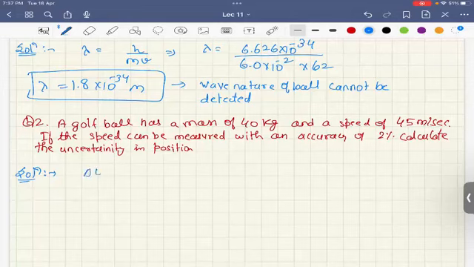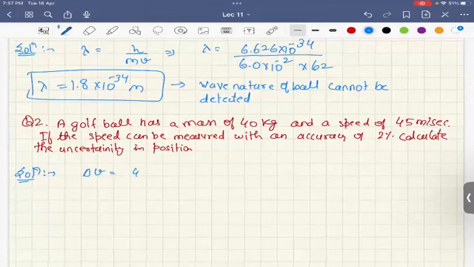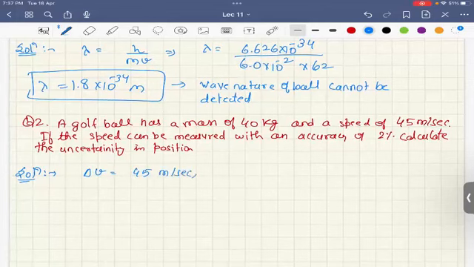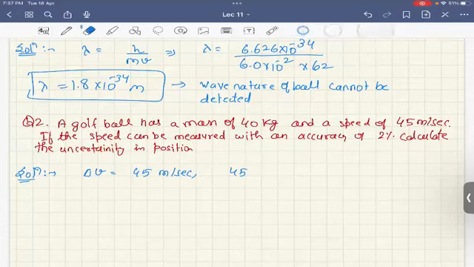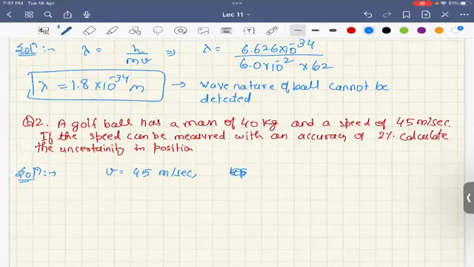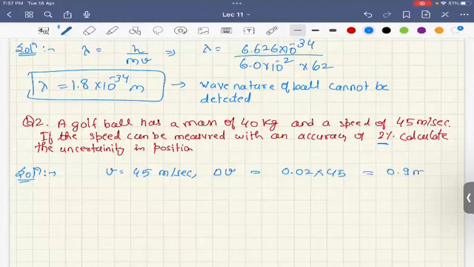We are given the velocity as 45 meters per second, and the uncertainty has been given as 2%. That means the uncertainty in velocity is 0.02 multiplied by 45, which comes out to be 0.9 meters per second.